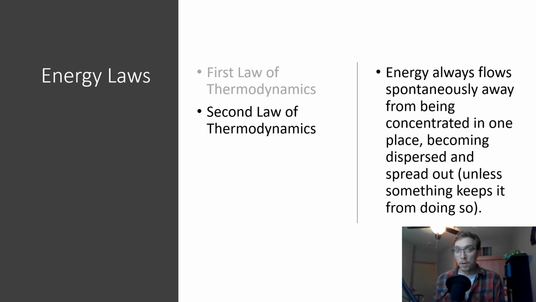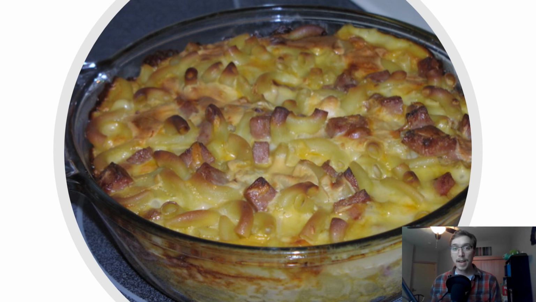Now, the second law of thermodynamics says that energy always flows spontaneously away from being concentrated in one place, becoming dispersed and spread out unless something keeps it from doing so. What's a great example of this? A nice casserole, which on a nice winter day like today, looks pretty good. A nice ham and cheese casserole sounds really good right about now.